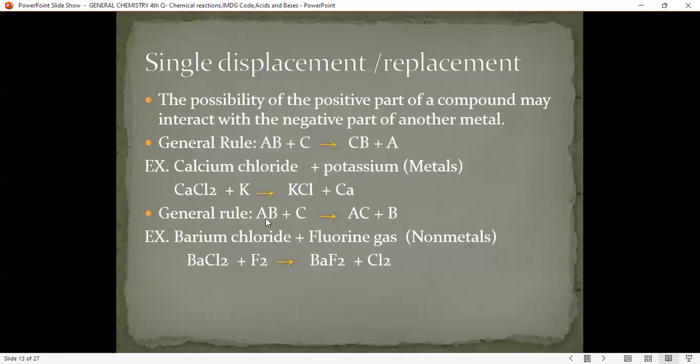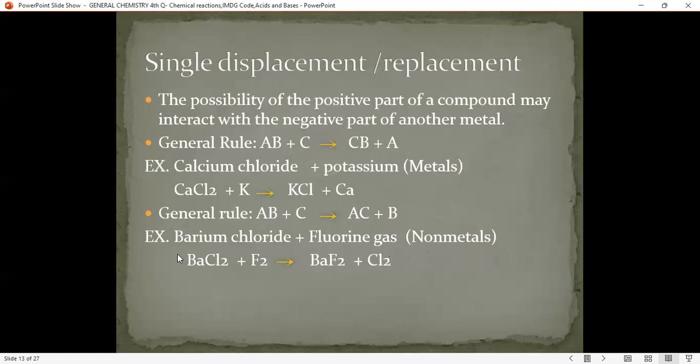Okay, so AB, again, we have a compound here which contains cations and anions, plus C. The C here will be the non-metal or the anion. So a compound and a single atom or element will yield AC. The cation will be more attracted to the single atom or element which has been interacting with the compound, and also B, which is only an individual ion, anion.